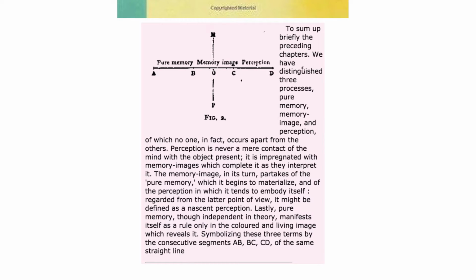perception distinguishes three processes: pure memory, memory image, and perception, of which no one in fact occurs apart from the others. Perception is never a mere contact of the mind with the object present. It is impregnated with memory images, which complete it as they interpret it. The memory image in turn partakes of pure memory, which it begins to materialize, and of the perception in which it tends to embody itself.